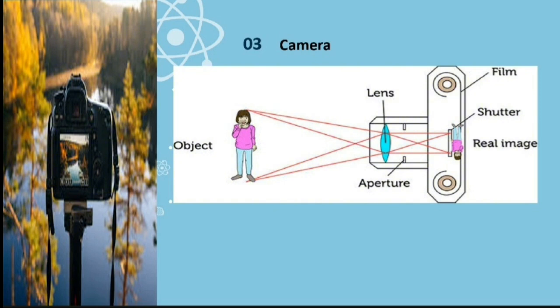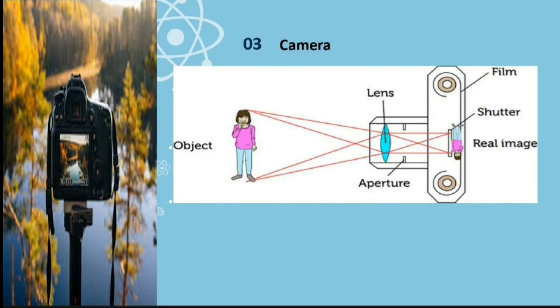Basically, the camera is used for photography. This word photography comes from two words: photo, meaning light, and graphy, meaning to draw. Therefore, the camera is used to draw by capturing the light. Did you get it, learners?